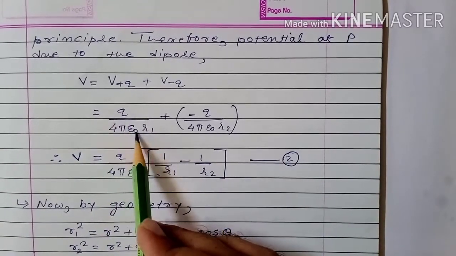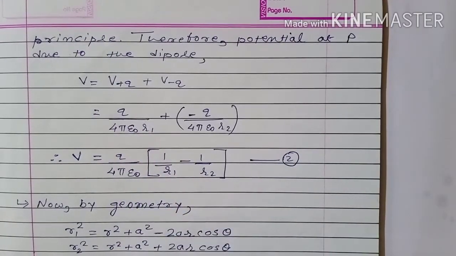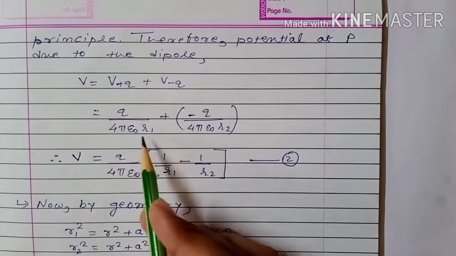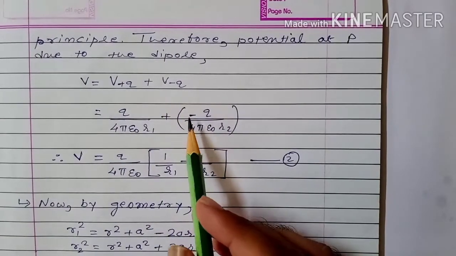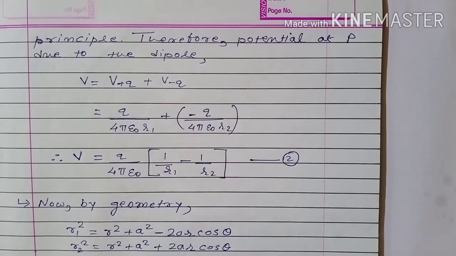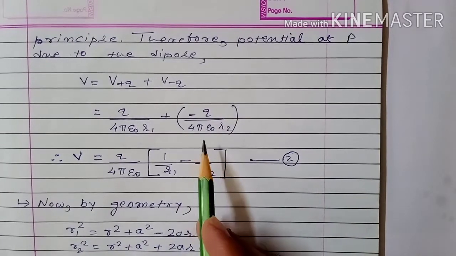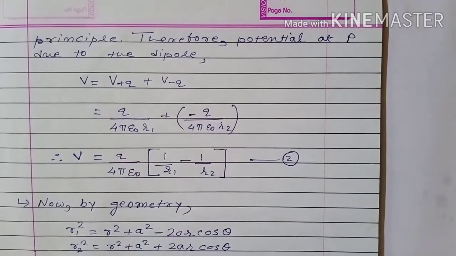So this is 1 upon 4 pi epsilon naught, positive charge, that is plus q, upon distance of point P from plus q charge, that is r1, and potential due to negative charge, that is 1 upon 4 pi epsilon naught, minus q upon r2. In the previous lecture, I told you that potential due to positive charge we have to take positive and potential due to negative charge we have to take negative.